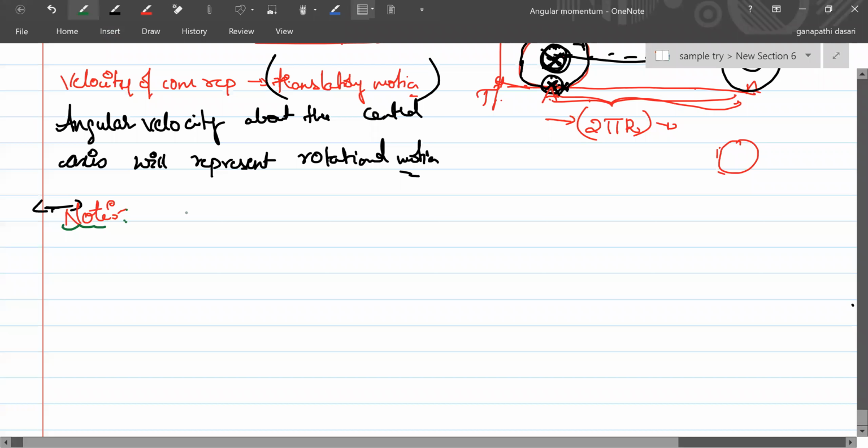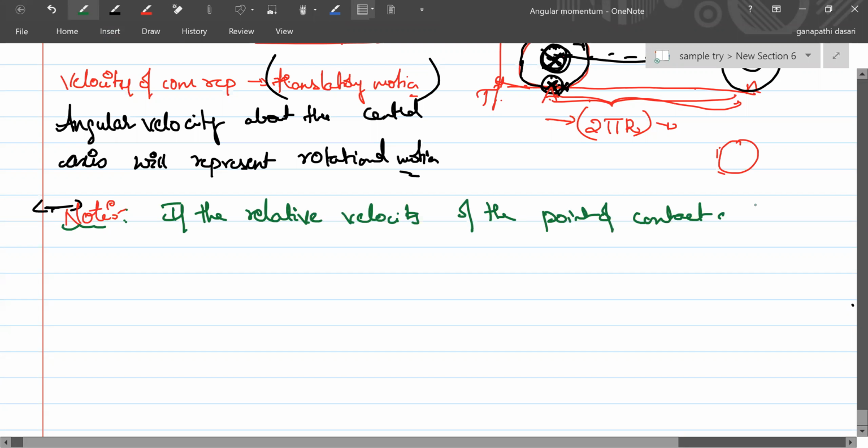The relative velocity of the point of contact of the rolling body with the surface is zero. Relative velocity is zero. I'm not saying velocities are zero.